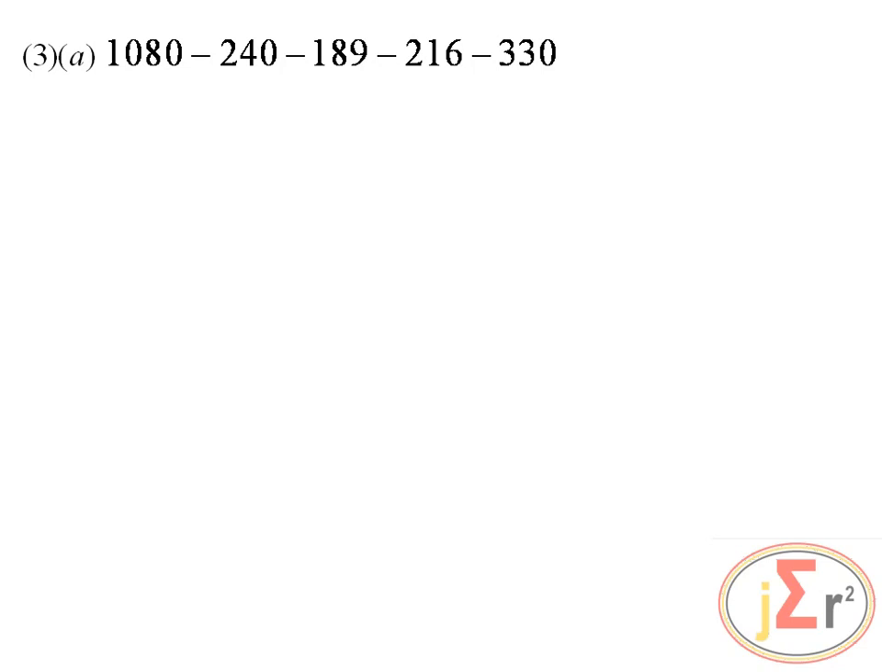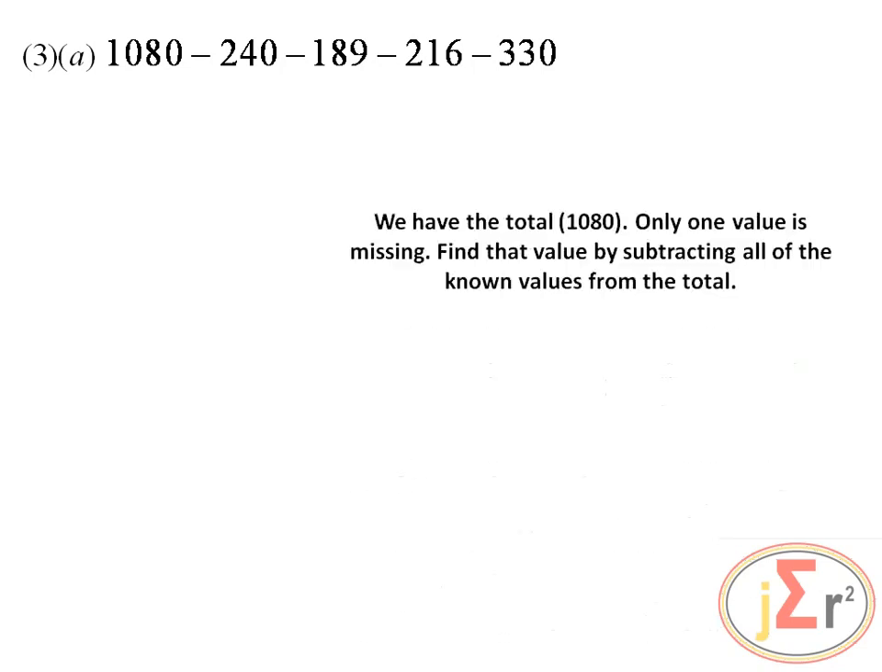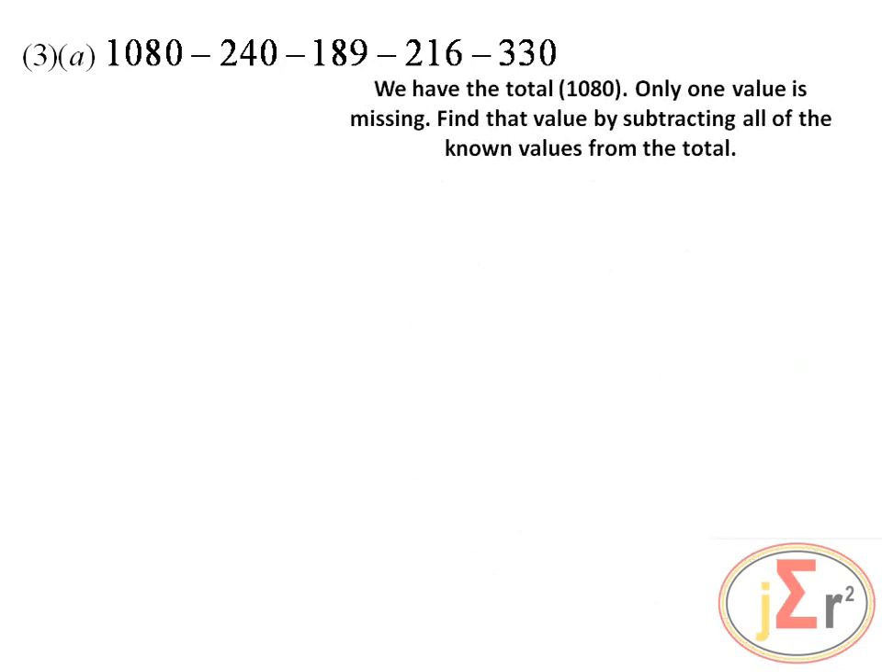We are required to calculate the value of T, which is the number of students who were interested in becoming a doctor. Of the 1,080, the number that is missing is those who wanted to become doctors. We therefore will subtract all of the other values from 1,080, and we will get the number of those interested in becoming a doctor.